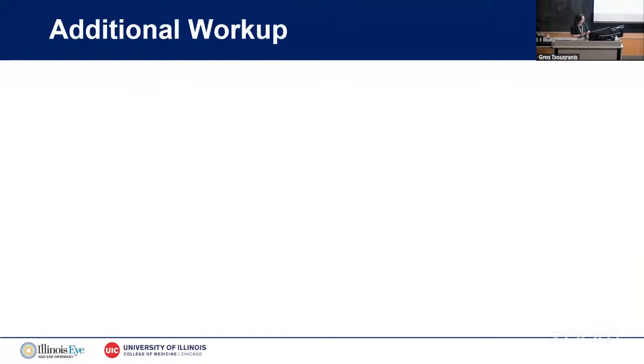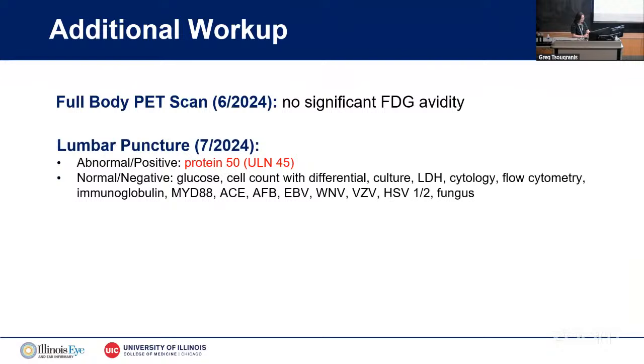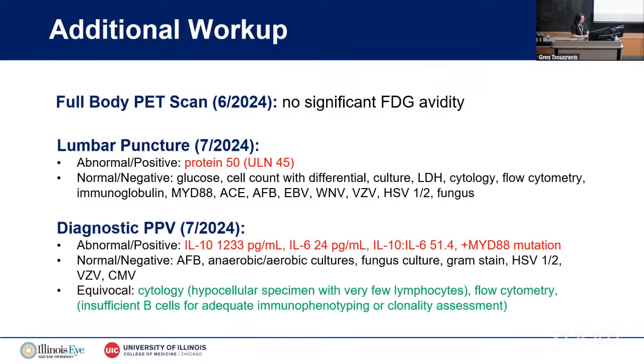So upon our first visit with Dr. Heiferman, he ordered a few additional workups. She got a full body PET, which didn't show any significant uptake. And then she had a lumbar puncture as well, which, apart from a mildly elevated protein, was largely normal. So at this point, it was decided that she should undergo diagnostic vitrectomy, which was performed in July of 2024.